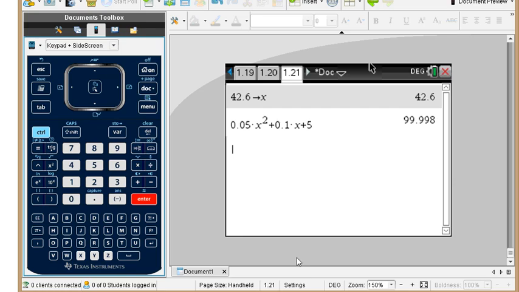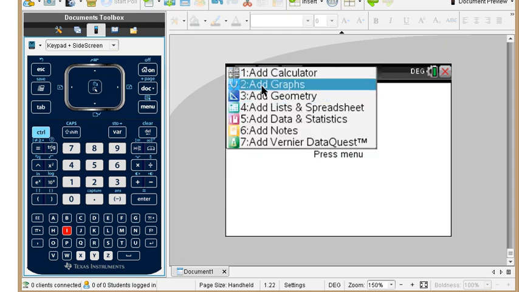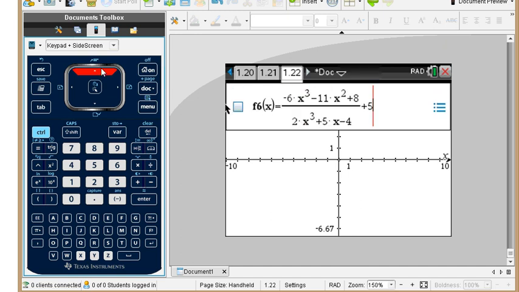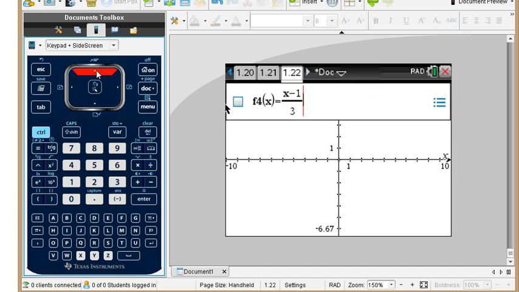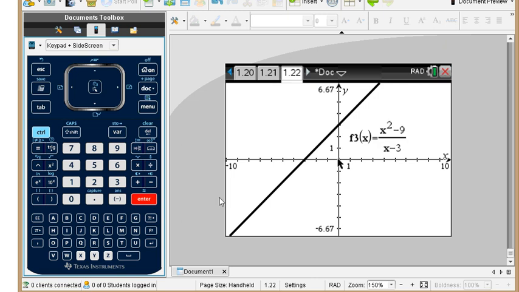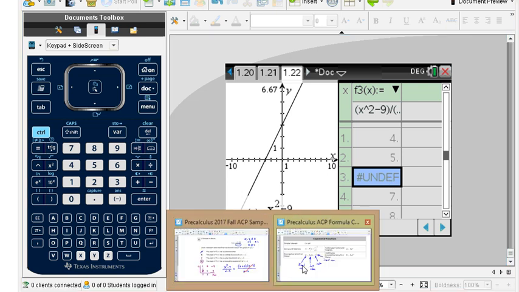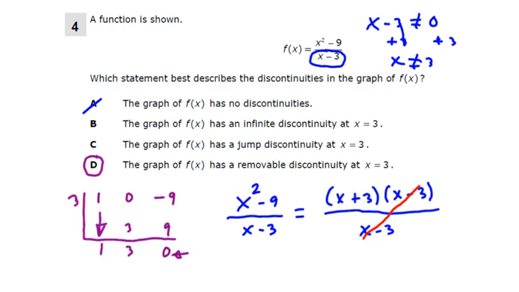And finally, if we graph the function here, Control I, and we go up here, we'll put in this function that we had. Here it is. We graph this, we see no discontinuity at x equals 3. And if we go to table view, Control T, and look at where x equals 3, we have undefined there. So a multitude of ways. 4 is the correct answer.